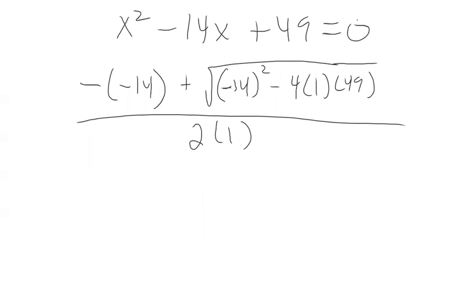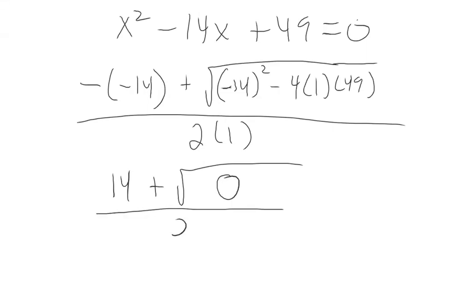So if I do this in pieces, I get 14 plus the square root, and if you do this correctly, you end up getting a 0 in there, because negative 14 squared minus 4 times 49 equals 0. Well, the square root of 0 is 0, so that just goes away. So all I'm left with is 14 over 2, which is 7. Well, when I go to do this with a subtraction sign, I'm still subtracting nothing. So in this case, I only get one answer. I only get 7, which means this problem is a perfect square.